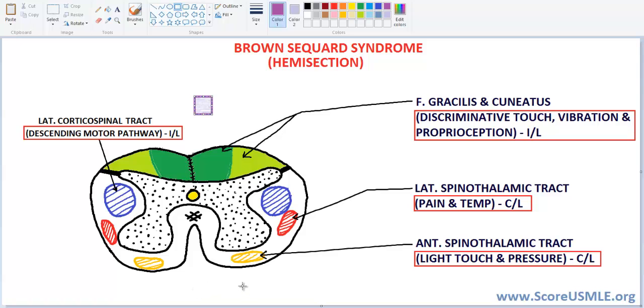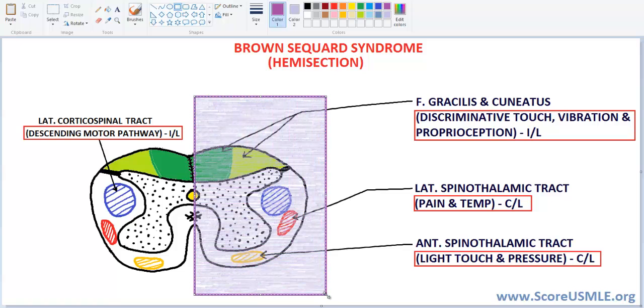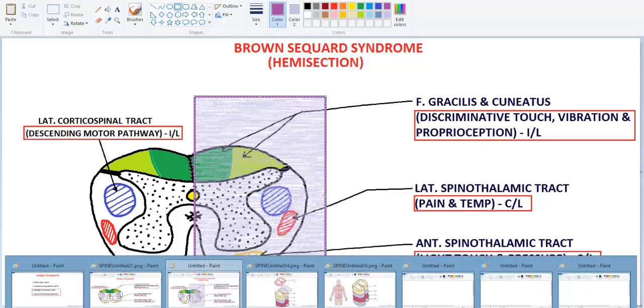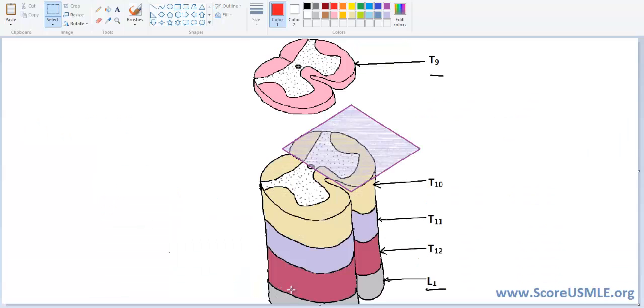So to begin with, let's start with Brown-Sequard syndrome. Now, Brown-Sequard syndrome is another name for the hemisection of the spinal cord. Hemisection means transection of one half of the spinal cord. So this shaded area here in my example can be called a hemisection. So let's move on and see how this applies clinically.